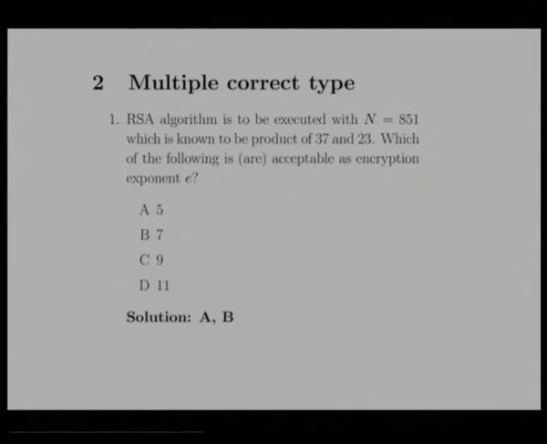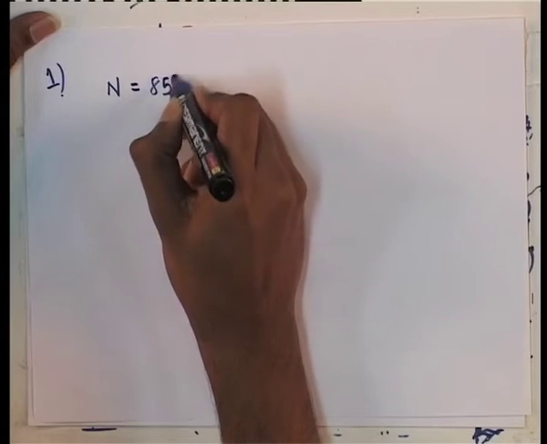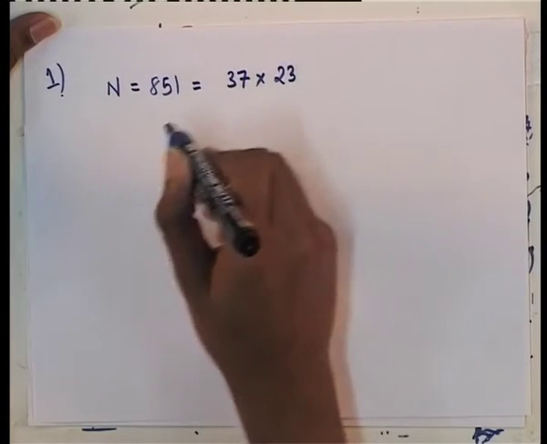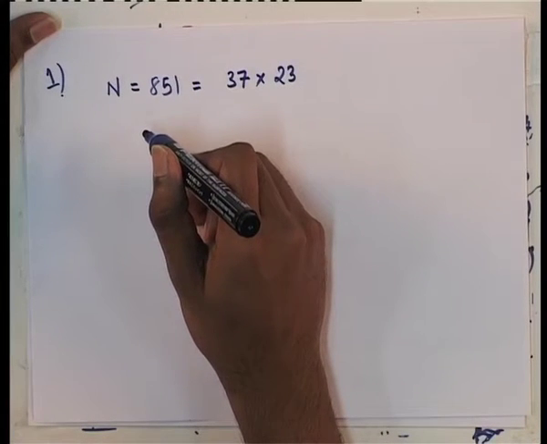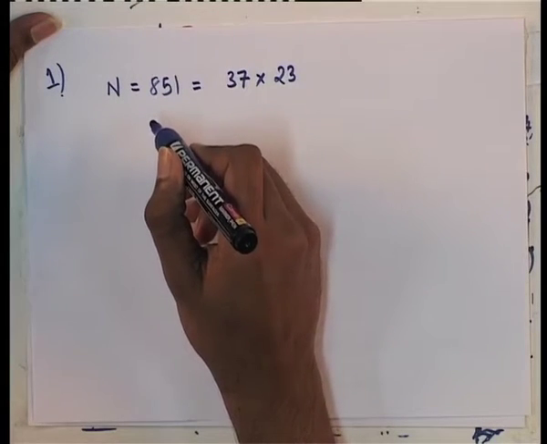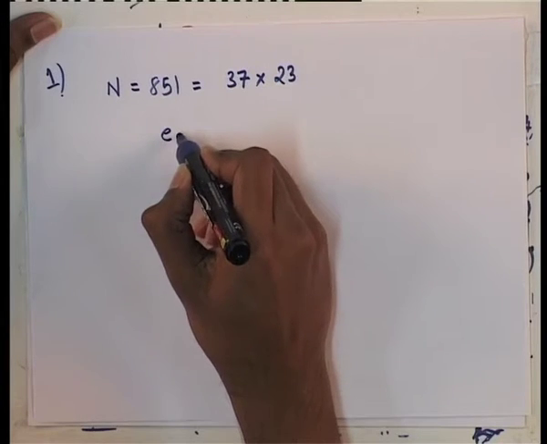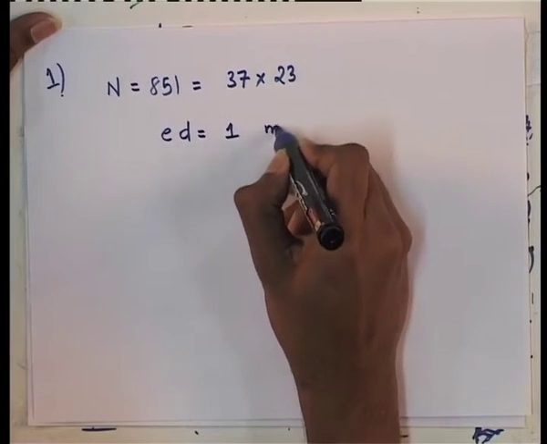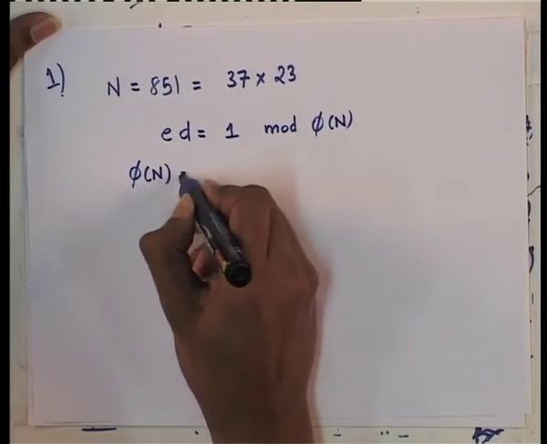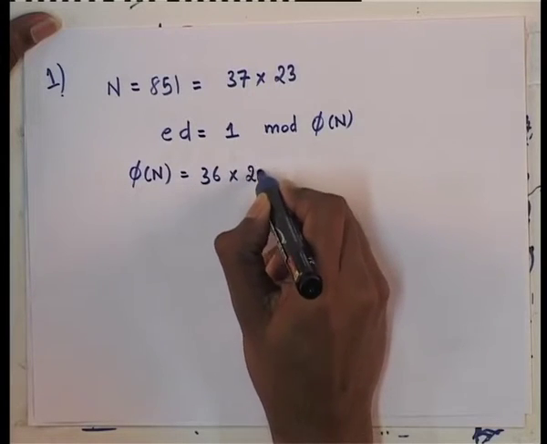Let us look at multiple correct type answers. It is given that in the RSA algorithm, capital N is 851 and the factors are 37 and 23, and we are asked to find which of the following are acceptable encryption exponents. We know that E times D must be 1 modulo phi of n, and phi of n is 36 times 22.